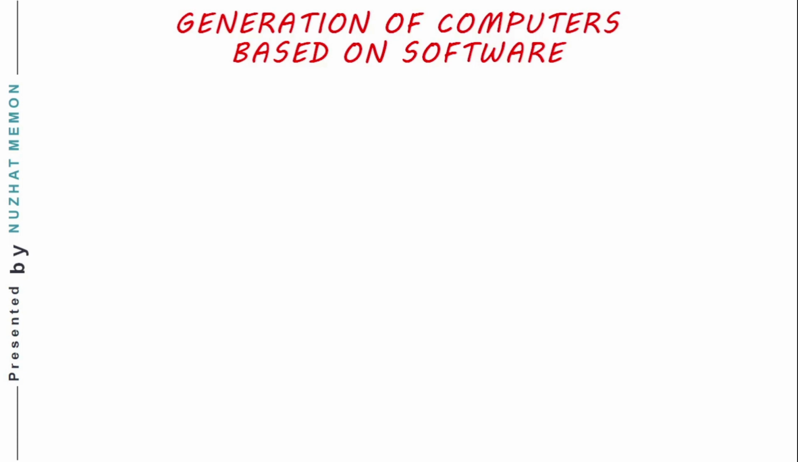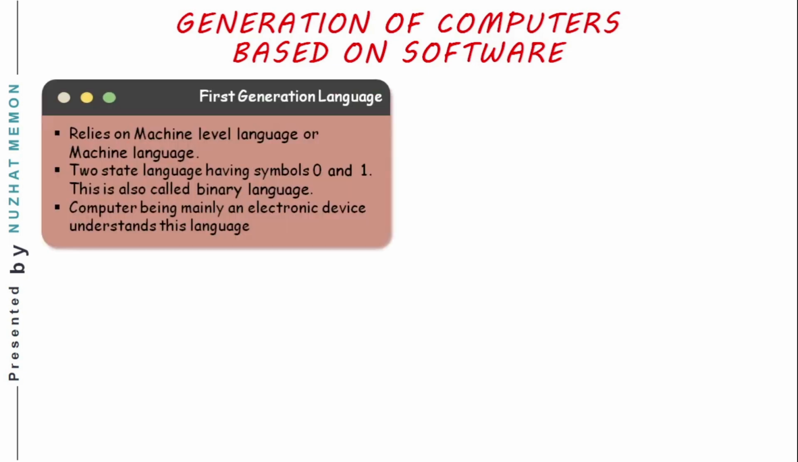Here I want to tell you that programming language generations are a way to classify computer programming languages according to their overall distance from the actual machine code that is generated, and in some ways their ease of use by a programmer. First, we will see the first generation of computer. This first generation relies on machine level language or machine language.